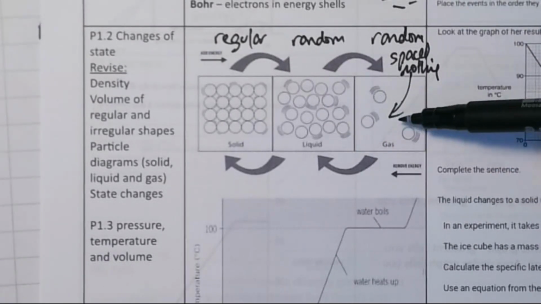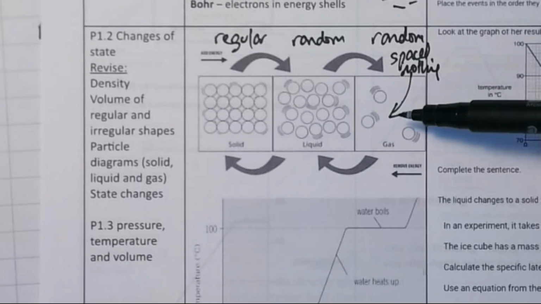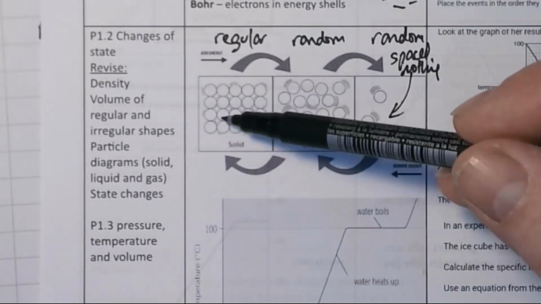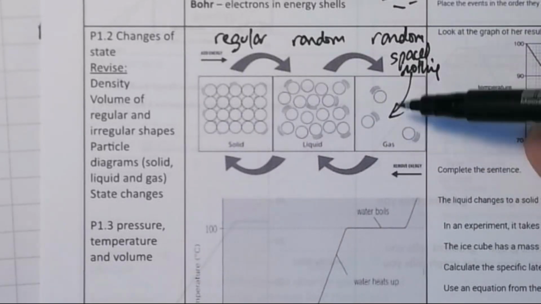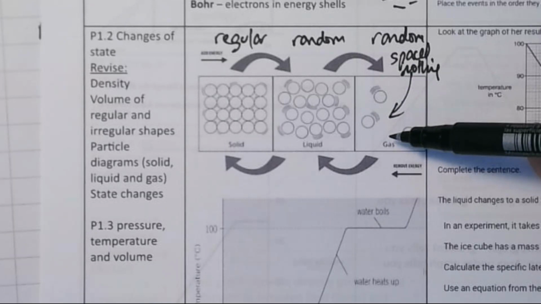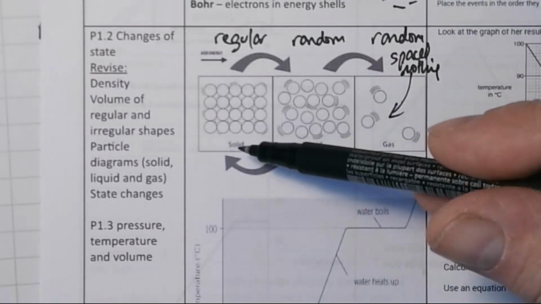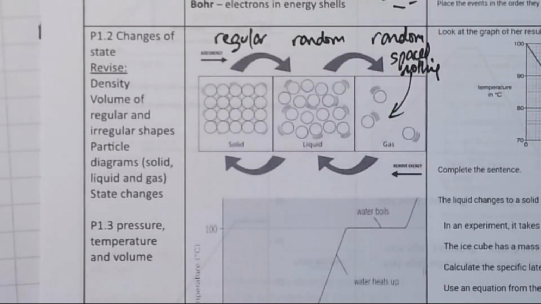We might call it the steam if you boil the water in a kettle. Okay, it's all water, but we can have solid water, liquid water, or gaseous water. We can then cool that back down again. We can go from gas to a liquid, we can condense it. We can go from liquid to solid, we can freeze it. Okay, know your state changes in both directions.